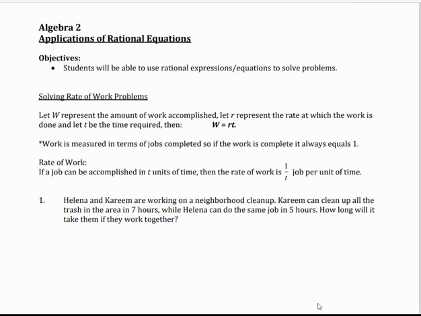So when we talk about work, we use W to represent work. The amount of work accomplished is represented when R is our rate and T is our time. So work equals rate times time, right? How fast we go times how long we're working tells us how much has gotten completed. Now, if a job is complete, we say that the work equals 1. It's 100% completed, so that equals 1. Our rate is always 1 over the time it takes someone to complete a job fully.